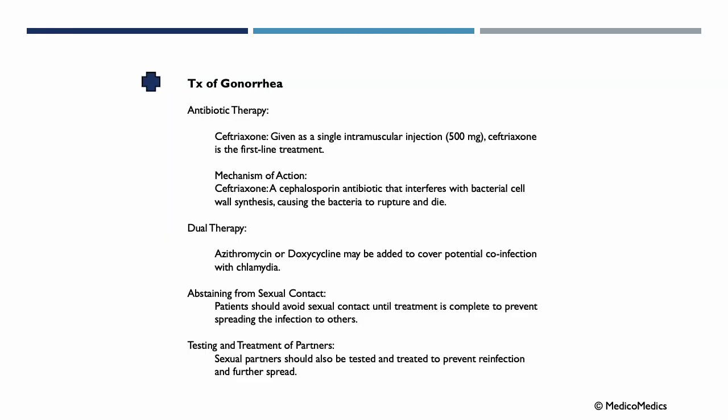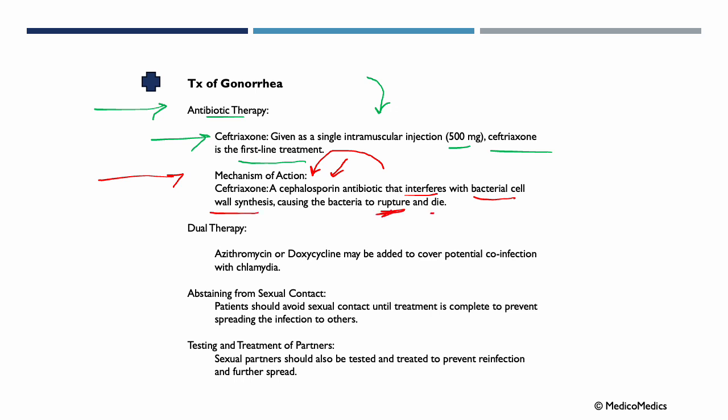So once we've diagnosed gonorrhea, what do we do to treat it? Well, we have antibiotic therapy. We're dealing with a bacteria here. So we can use ceftriaxone, given as a single intramuscular injection, 500 milligrams. Ceftriaxone is actually the first-line treatment. What is the mechanism of action of ceftriaxone? Well, it's a cephalosporin antibiotic, so it belongs to the class of cephalosporins, and it interferes with bacterial cell wall synthesis, causing the bacteria to rupture and die.